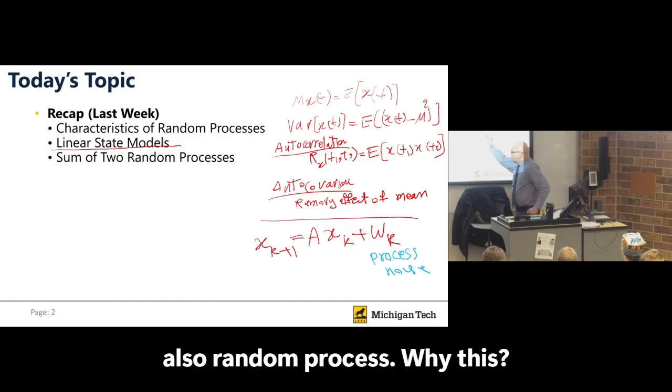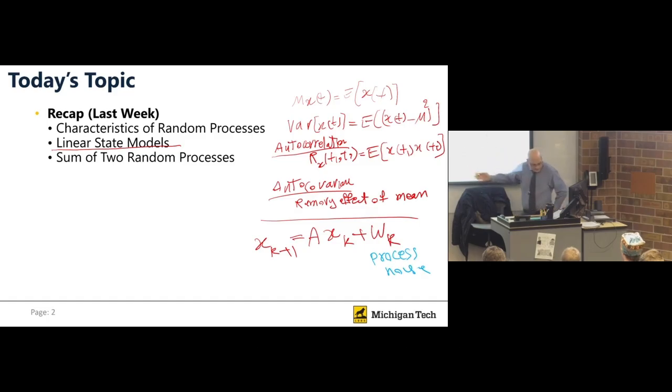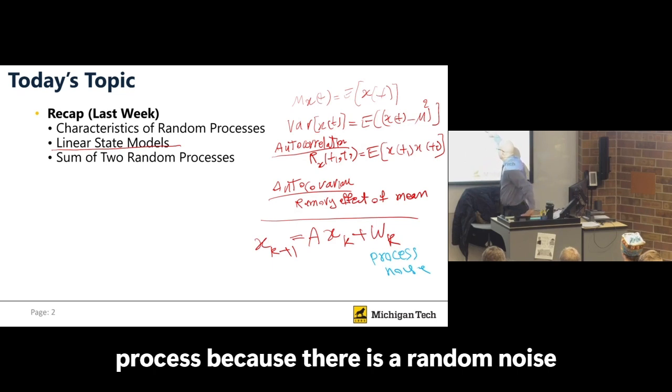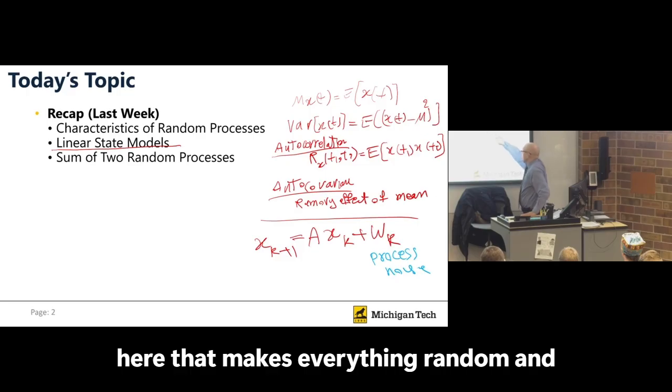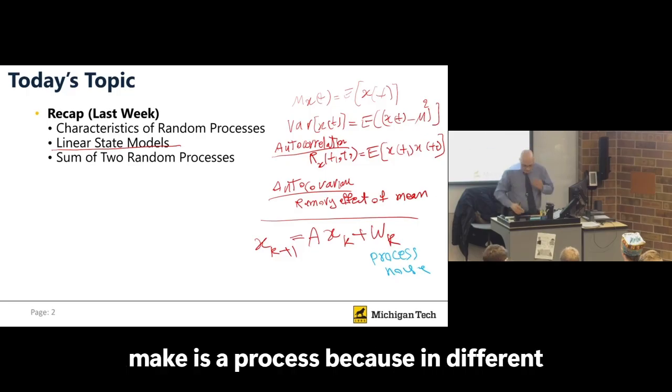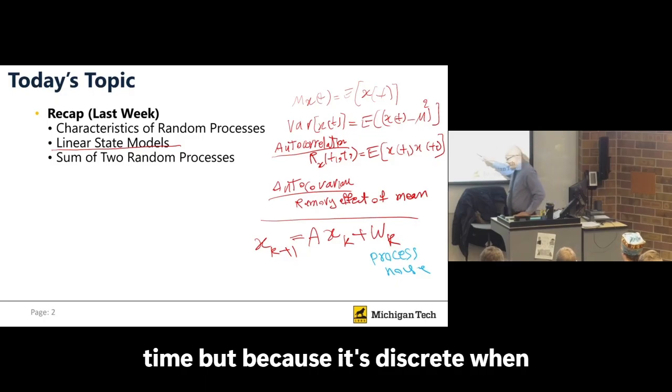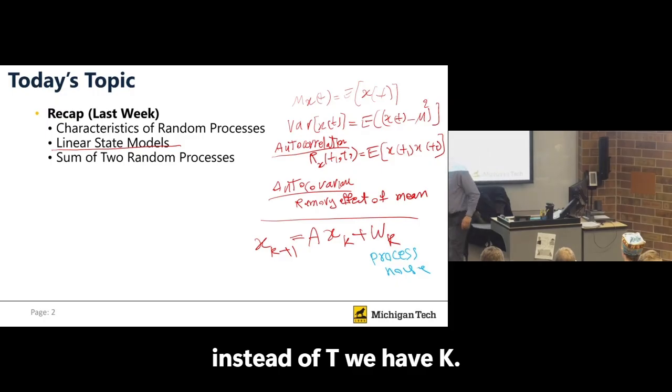Why is this linear state model a random process? Because there is a random noise here that makes everything random and makes it a process, because in different times it's changing. It depends on the time. But because it's discrete, instead of t, we have k.